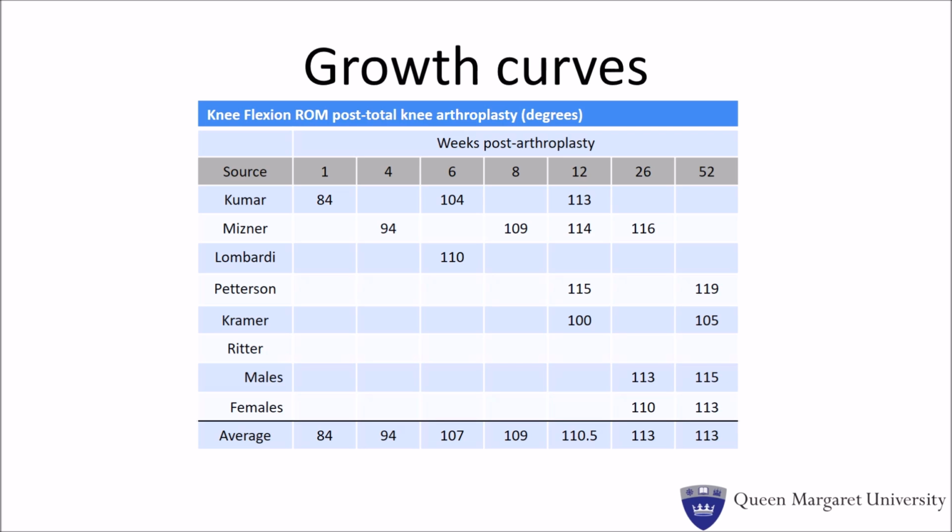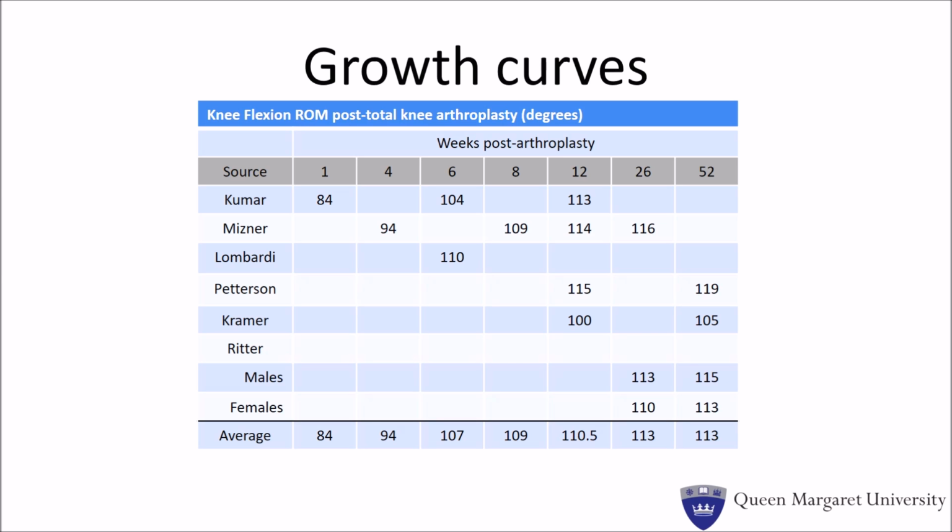And you can see that each particular study indicated as source actually reassesses their patients at different time points. For example, Kumar has reassessed the patients at week 1, week 6, and week 12. However, if you look at Peterson, they've only assessed the patients at week 12 and week 52.